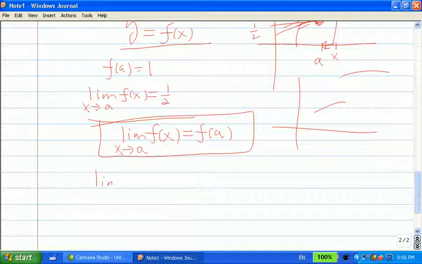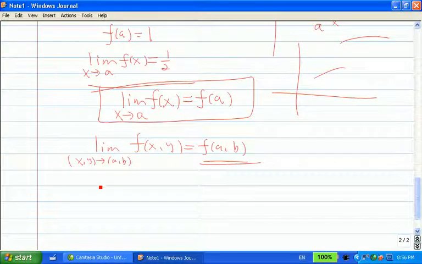We have the same thing here. If (x, y) goes to (a, b) and the limit gives you f(a, b), then we say this function is continuous at (a, b). Again, finding the limit is far more complicated than plugging a number in. However, if your function is continuous, finding the limit is simply like plugging a number in.